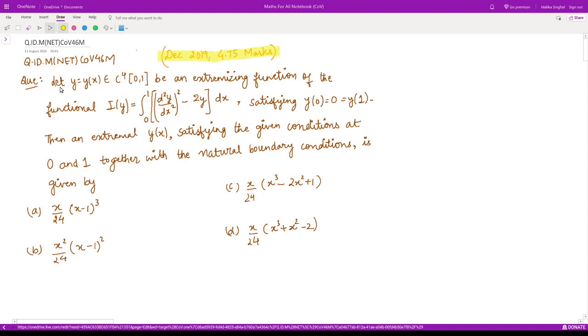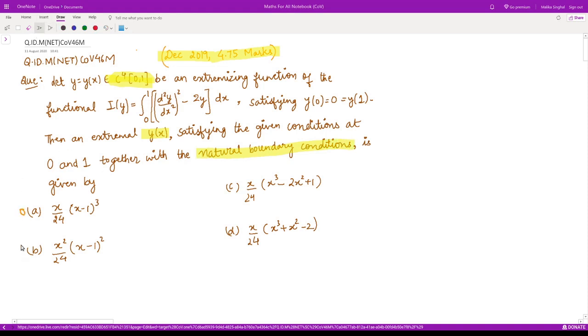The question is: let y = y(x) belong to the class C⁴[0,1], that is, the class of fourth-order continuously differentiable functions, be an extremizing function of the functional I(y), which is given by the integral from 0 to 1 of (y'' squared minus 2y) dx, satisfying the conditions y(0) = 0 and y'(0) = 0. Then an extremal y(x), satisfying the boundary conditions at the points 0 and 1, together with the natural boundary conditions, is given by which of these?